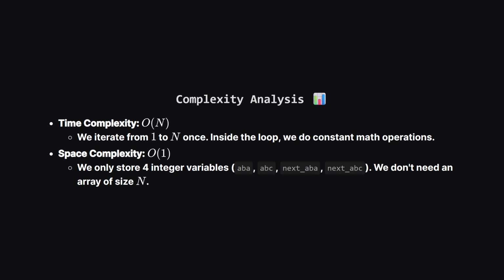So how efficient is this? The time complexity is big O of n because we just run a loop proportional to the number of rows. The operations inside the loop are just basic multiplication and addition, which are super fast. The space complexity is big O of 1, or constant space. We aren't storing a huge table or array. We just update 4 variables as we go. This is as efficient as it gets.